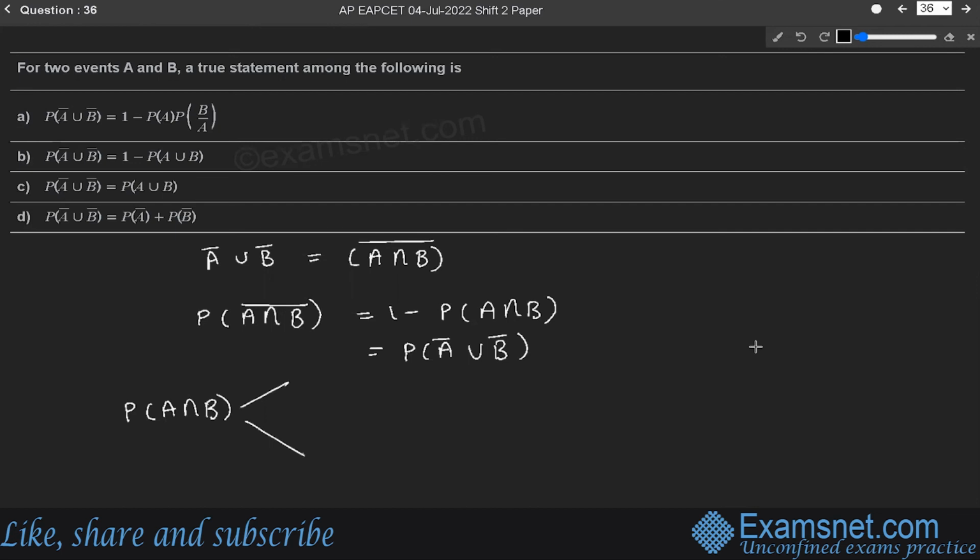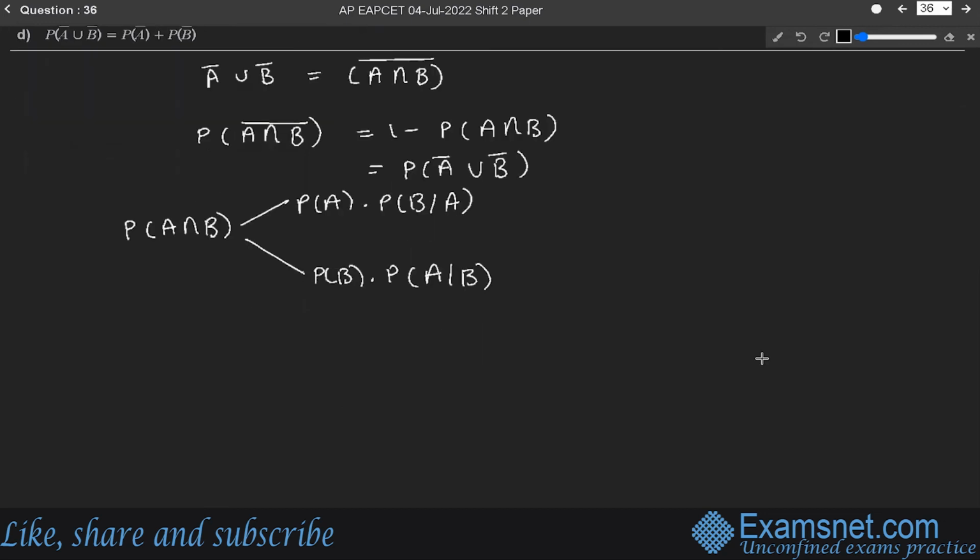Now, P of A intersection B can be written in two ways. There are two ways to write it. The first way is P of A into P of B by A. And second way is P of B into P of A by B. So, according to the question, we will choose an option and we will write P of A intersection B whole bar is equal to P of A into P of B upon A. We have chosen this particular part here.